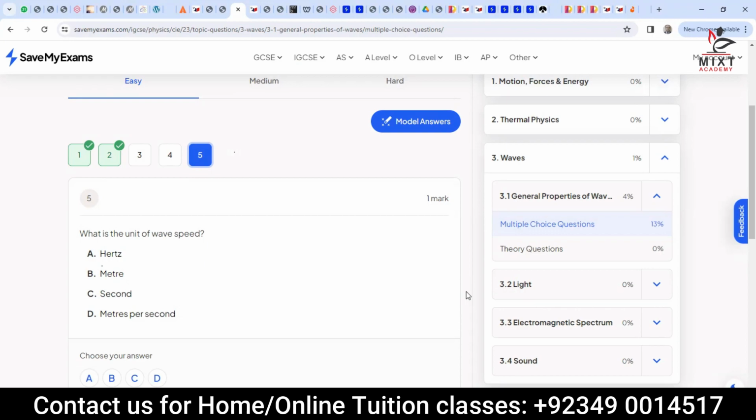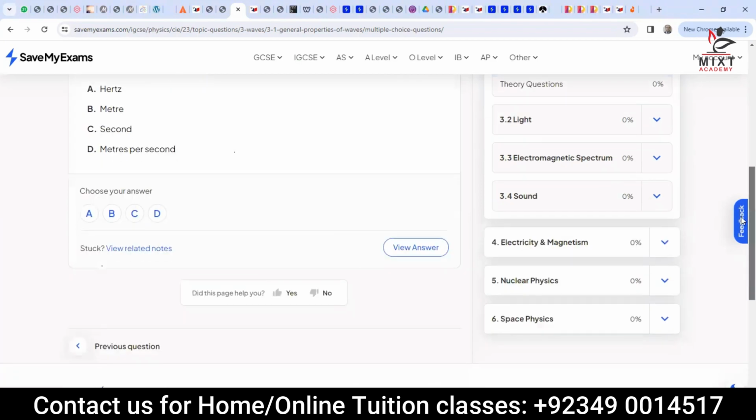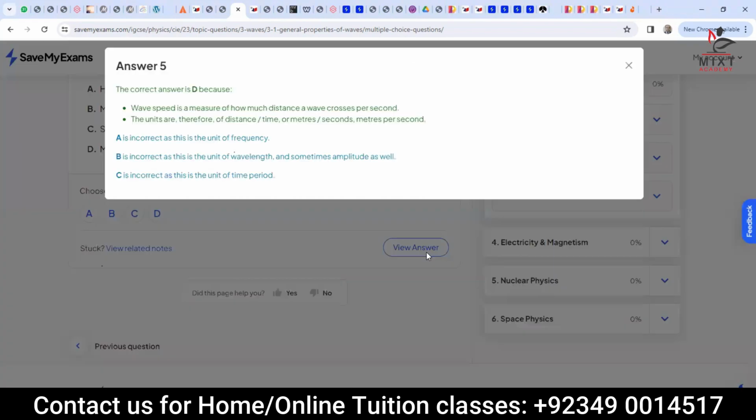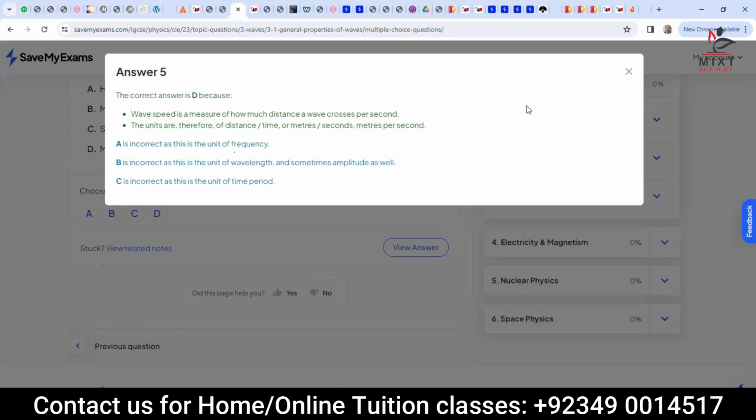Second. Wave speed. The speed of the wave. It's meters per second. It's D. Yeah, it's D. Absolutely right. It's meter per second. You're right. So let's check it out. Absolutely right. It's D.